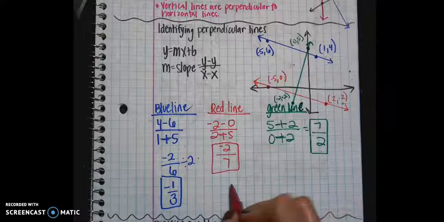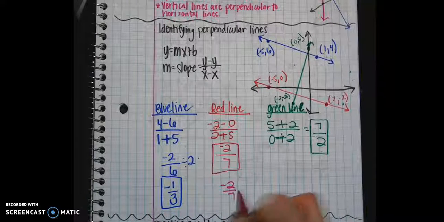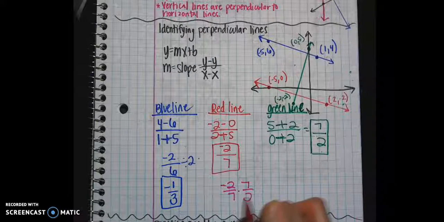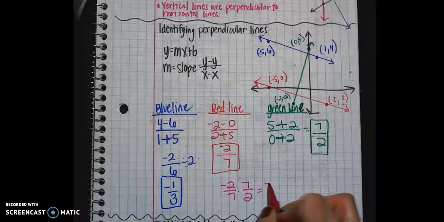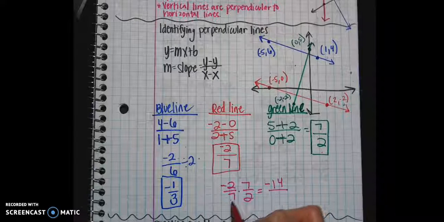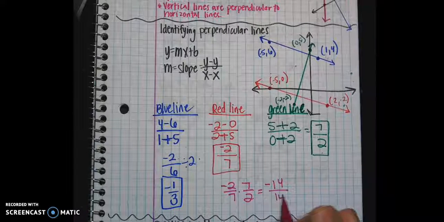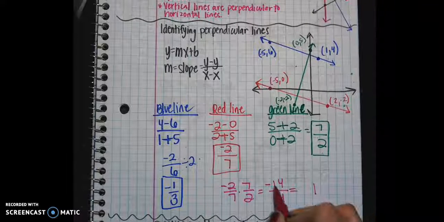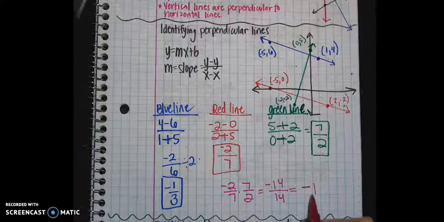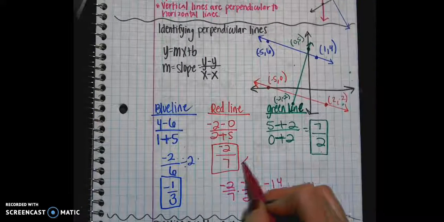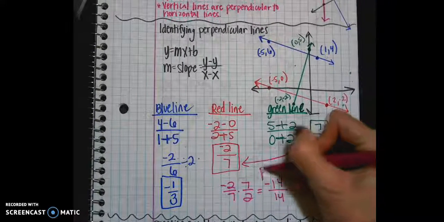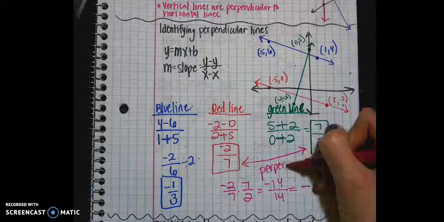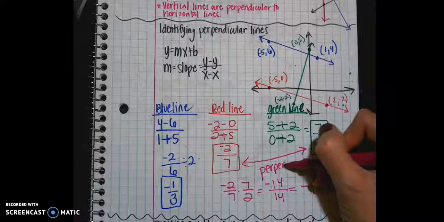So let's try it. -2/7 times 7/2. -2 times 7 is -14. 7 times 2 is 14. 14 divided by 14 is 1, and a negative divided by a positive is a negative. So because that equals -1, these two are perpendicular.